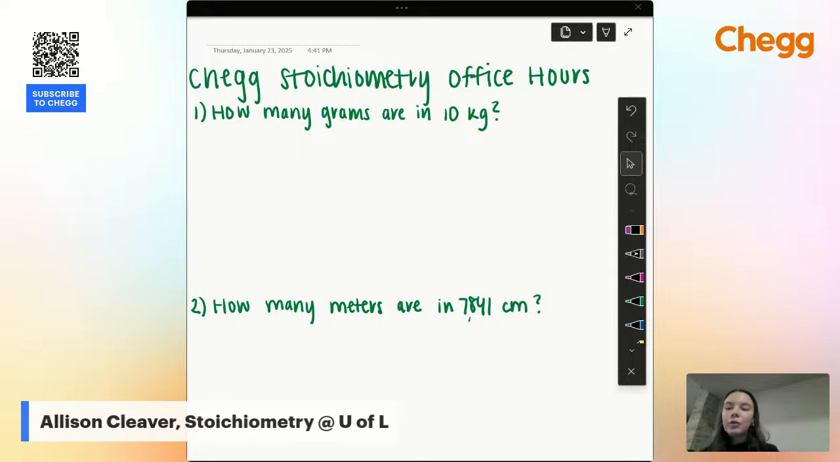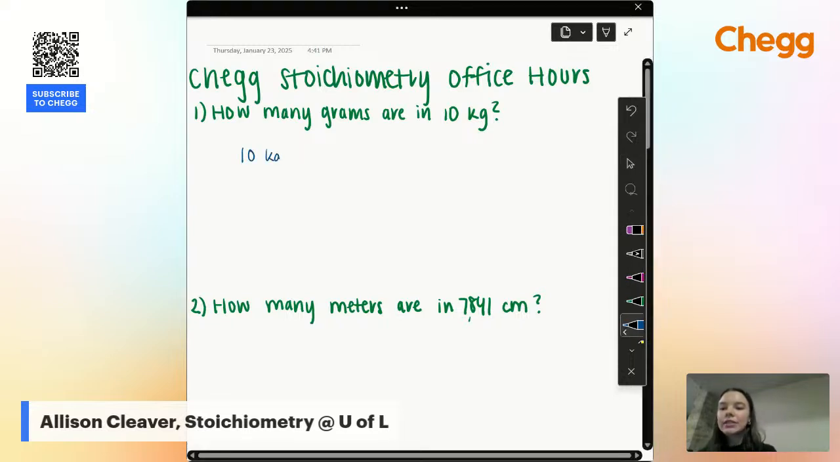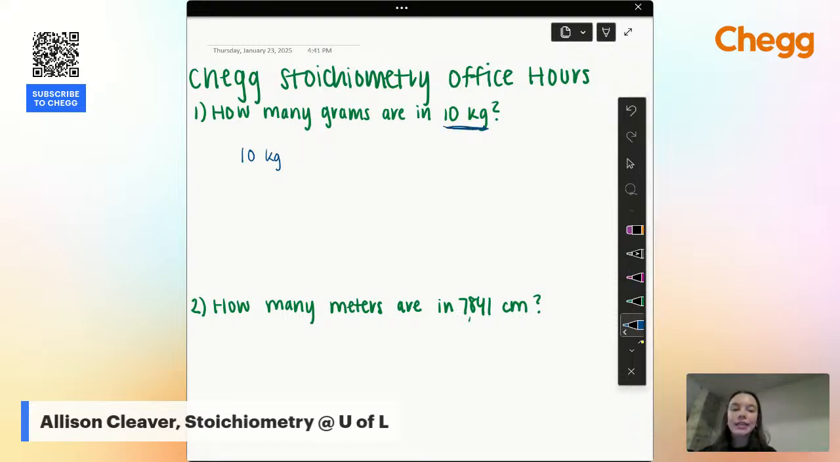So we start out with 10 kilograms. We always find what we're looking for first. Right here, we have 10 kilograms, so that's what we start with, and we're looking for how many grams are there. So we're starting off at kilograms and converting to grams. I do what's called a factor label method. So I start with my 10.